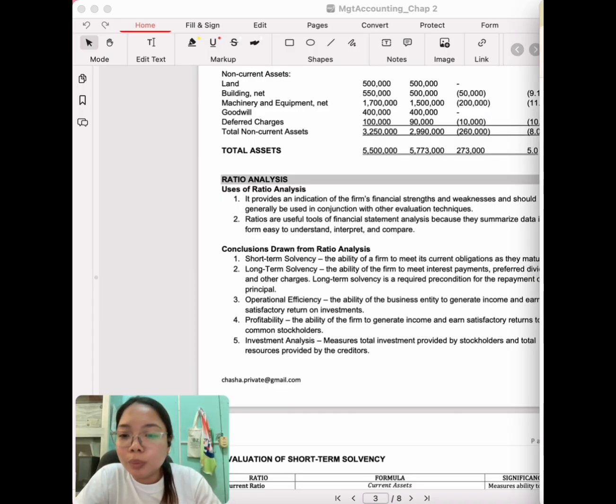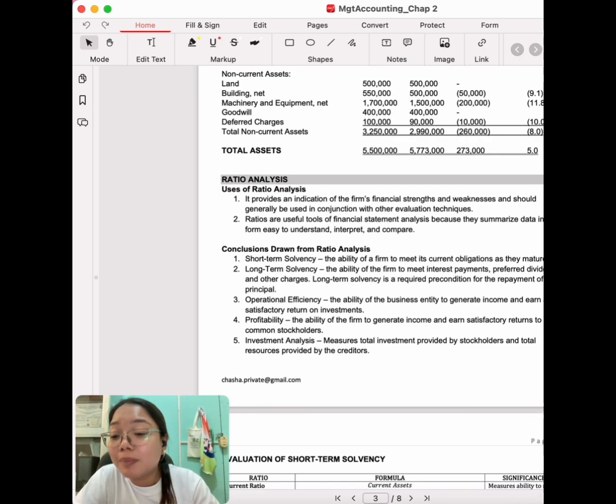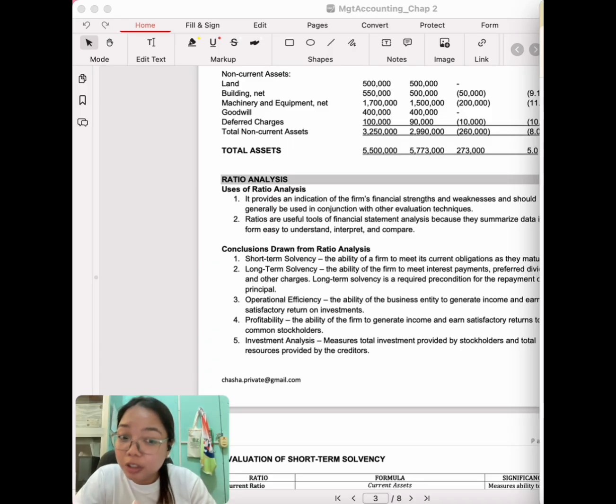Okay? And then number 2, sa long-term solvency naman, this is the ability of the firm to meet interest payments, preferred dividends, and other charges. And long-term solvency is a required precondition for the repayment of principal. So, ang tanong natin dyan sa long-term solvency is, can the company meet its long-term financial obligations, including yung mga interest payments? Kaya bang bayaran yun ng company? Yung mga more than 1 year na mga financial obligations, kasama yung mga interest, kaya ba nilang bayaran or hindi?